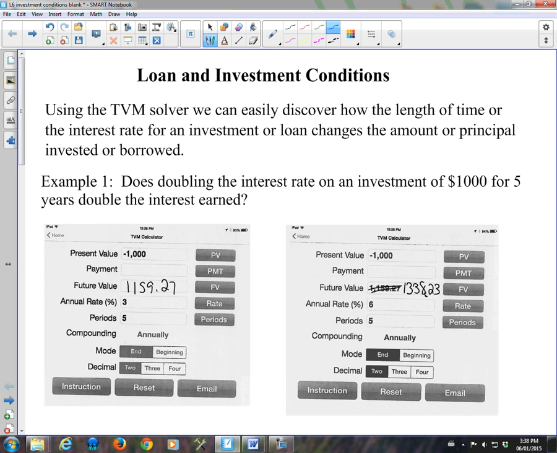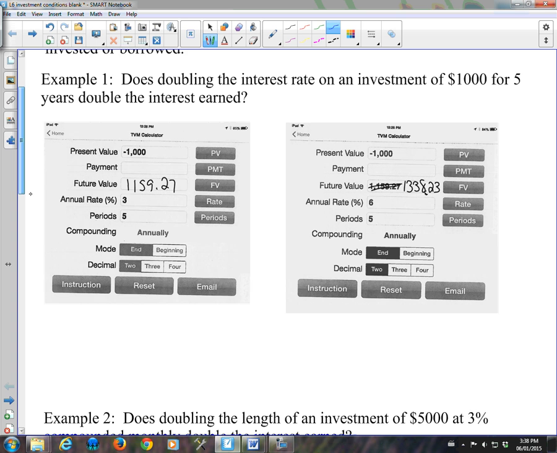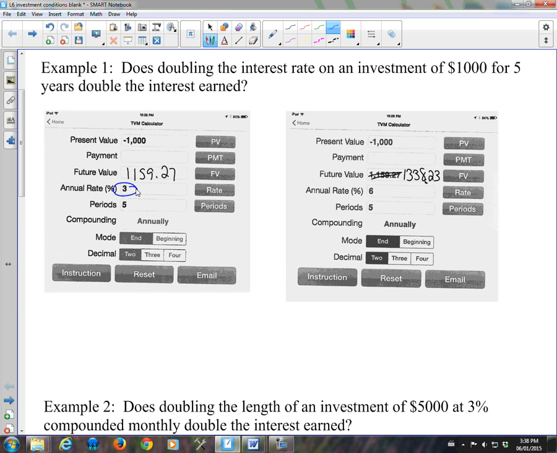So if we look at the first example, does doubling the interest rate on an investment of $1,000 for 5 years double the interest earned? So it doesn't matter what interest rate I put into the TVM as long as I double it. So in one of my solvers, I use the interest rate of 3, and the other one I use the interest rate of 6. And I use my present value, remembering to put it in as negative. So it's valued at $1,000 right now, so negative $1,000. And I use the same compounding period of annually. As long as they're the same in both, it should not matter.